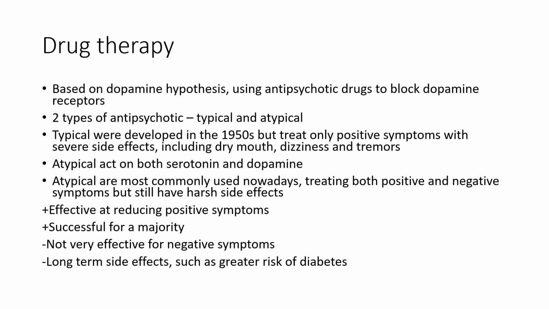Typical also only treated positive symptoms using dopamine, and then atypical antipsychotic drugs came along in the 1970s mainly, using both serotonin and dopamine, and this allows it to treat both positive and negative symptoms, but it does still have very harsh side effects. So obviously strengths are effective at reducing positive symptoms and are successful for the majority, but they are not very effective for negative symptoms, and it can lead to long-term side effects such as greater risk of diabetes.